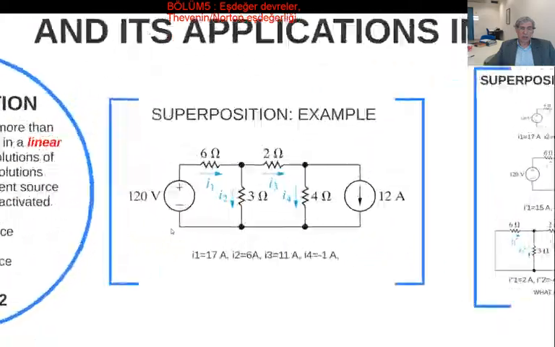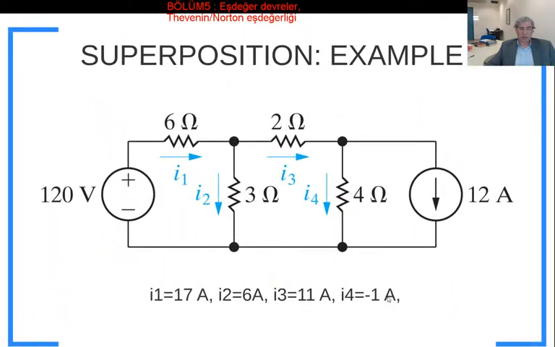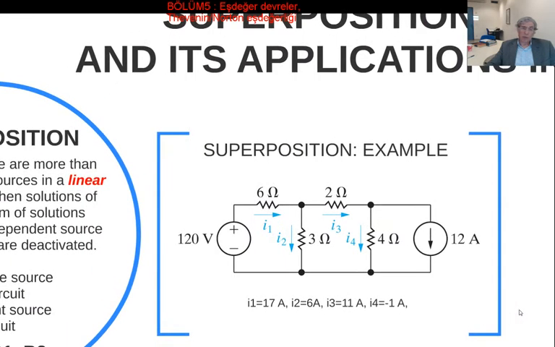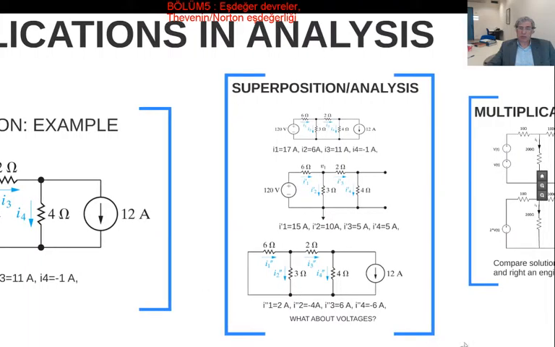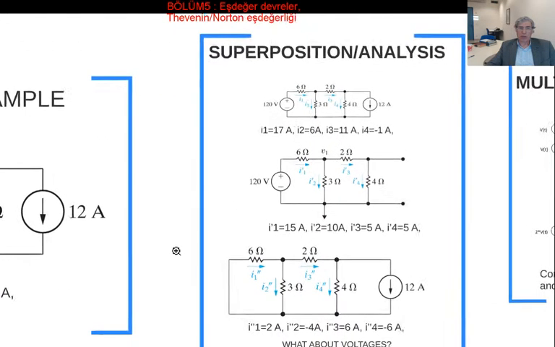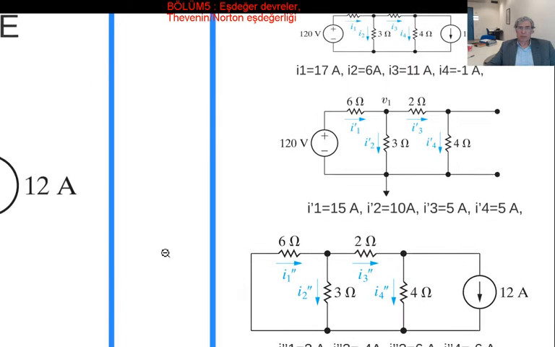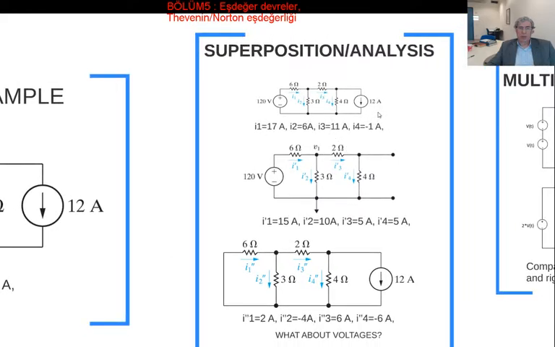So look at this one. This is the circuit given to us. If both of them are in, you're going to find these currents. These currents, after your calculation, are going to be this value. You can check it at home. And then, what the superposition theorem says, this is the circuit given to us.